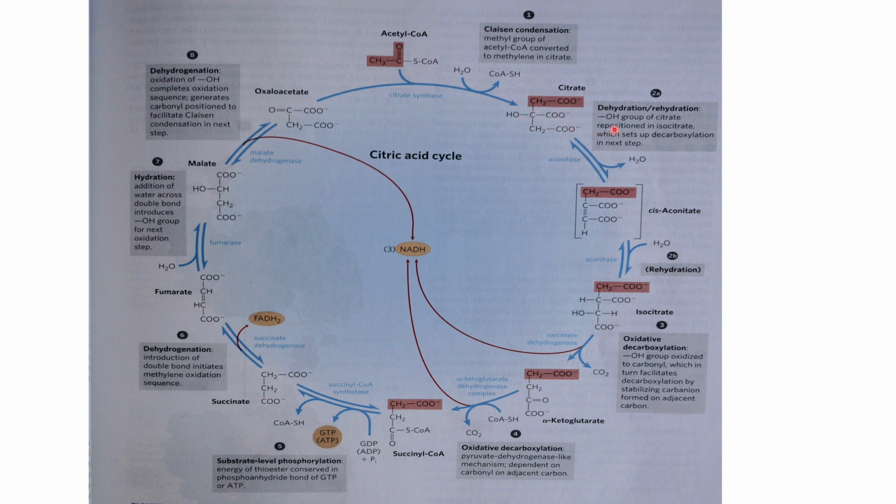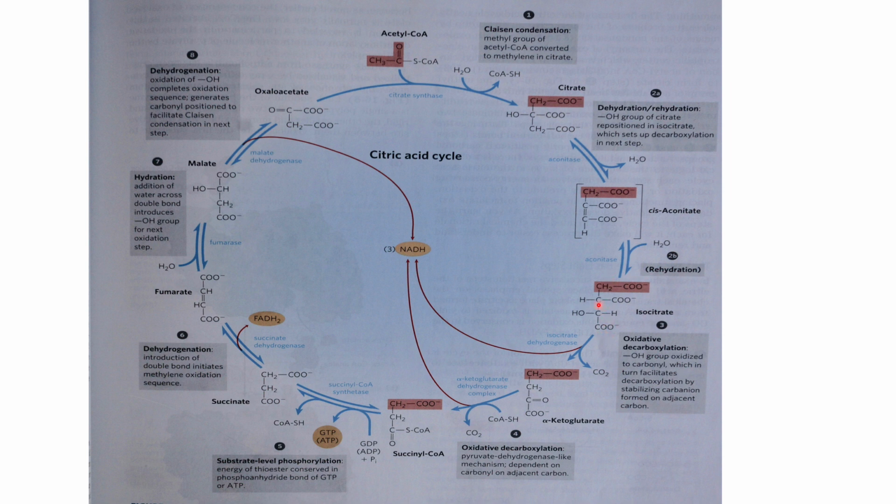After this, you get dehydrogenation and rehydration. The hydroxyl group of the citrate is repositioned in isocitrate, which sets up for decarboxylation, the next step. So this moiety right here is transformed as an intermediate of cis-aconitate with rehydration steps. So water leaves, and then it reappears here.